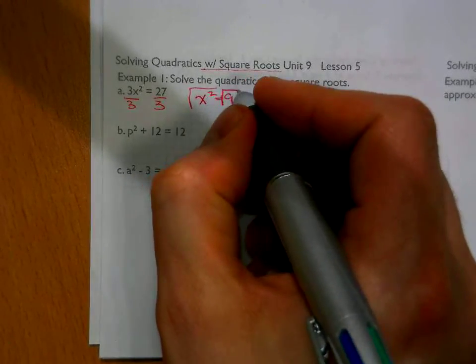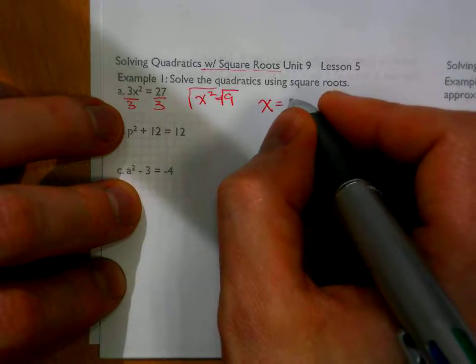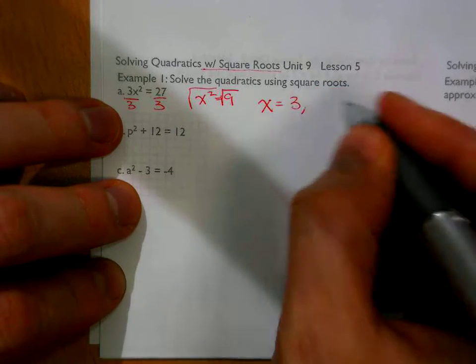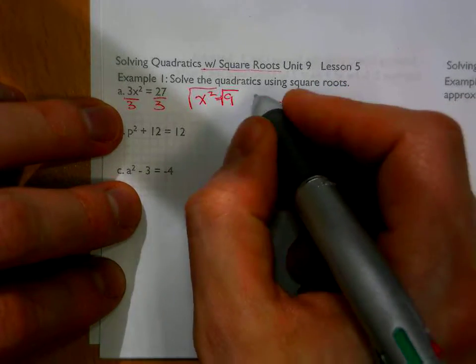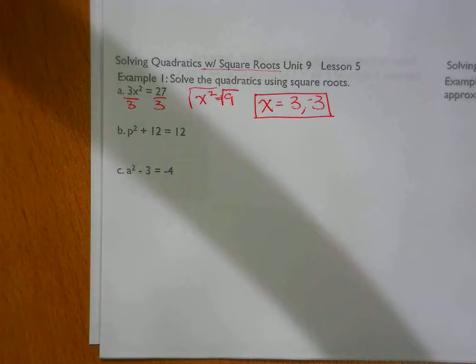So I take the square root of both sides, and I wind up with x equals, well, what times itself equals 9? 3 and negative 3. If you forget to put negative 3, that is not just a careless error, that's a fundamental error. You'd probably either get a 2 or a 3 for that.